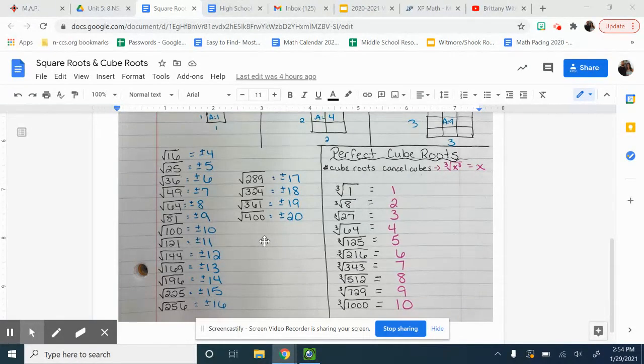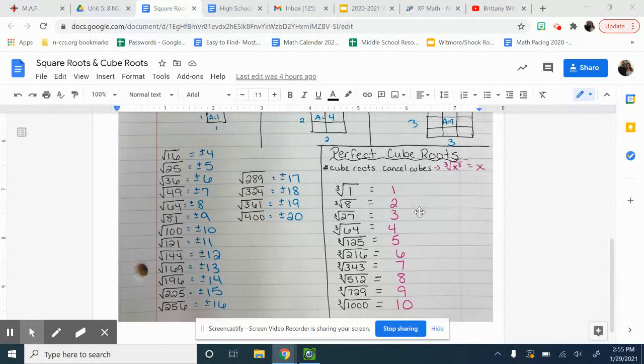Now, along with looking at perfect square roots, we also need to look at perfect cube roots. A cube root will cancel a cubed number. So the cube root of x to the third power is just x. The cube root of 1 is 1. The cube root of 8 is 2, because that's saying 2 times 2 times 2 will give you 8. These notes really go hand in hand with the ones you looked at yesterday.